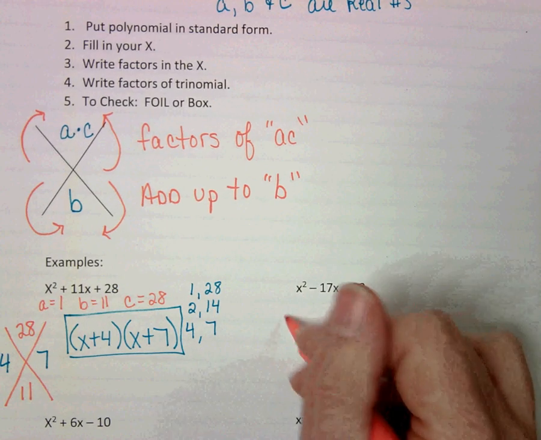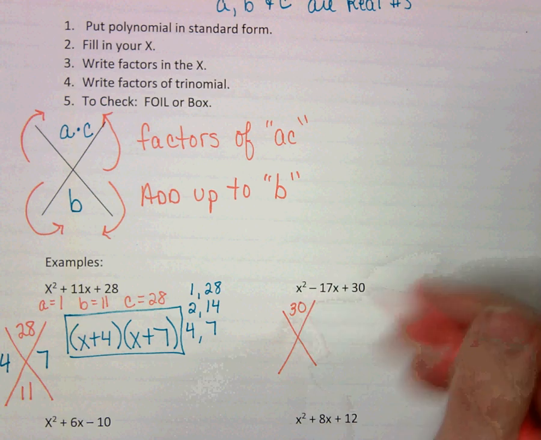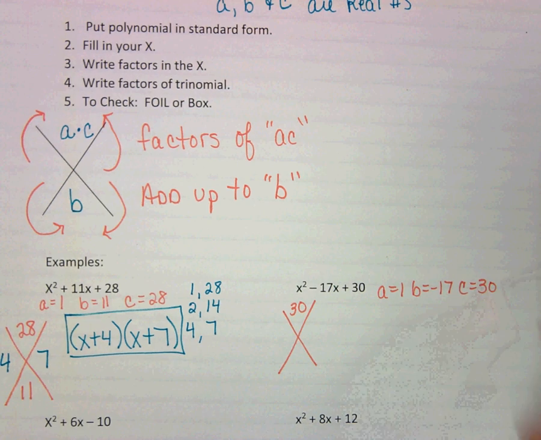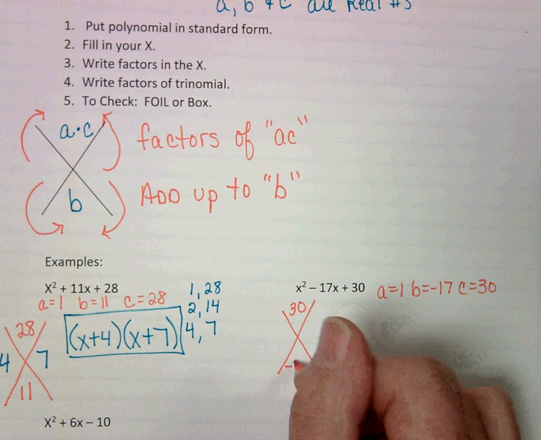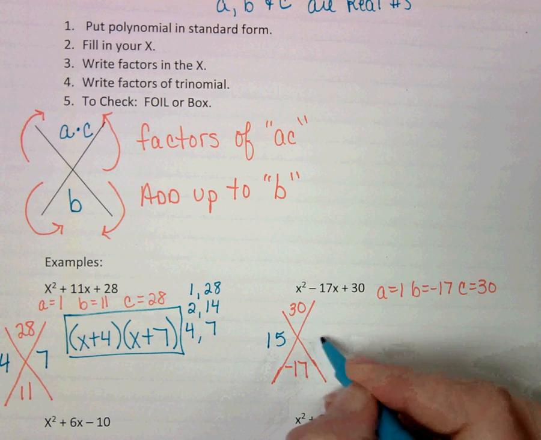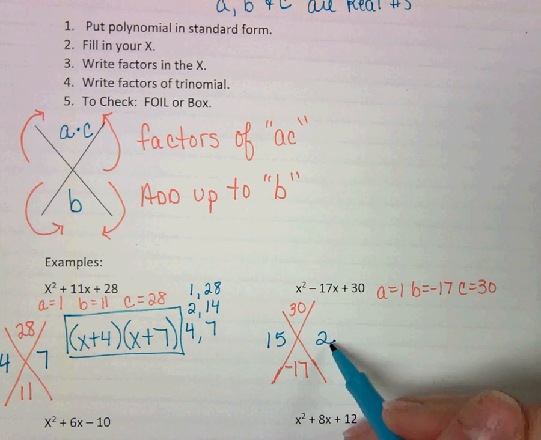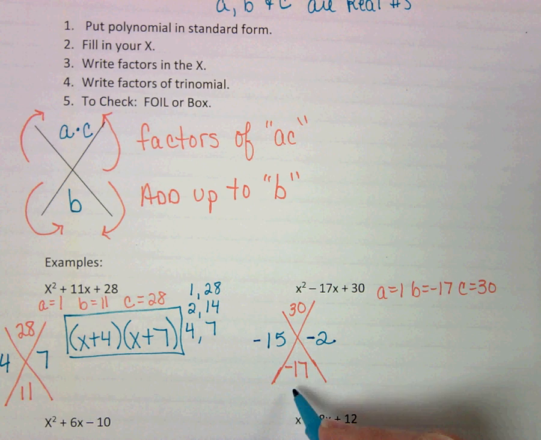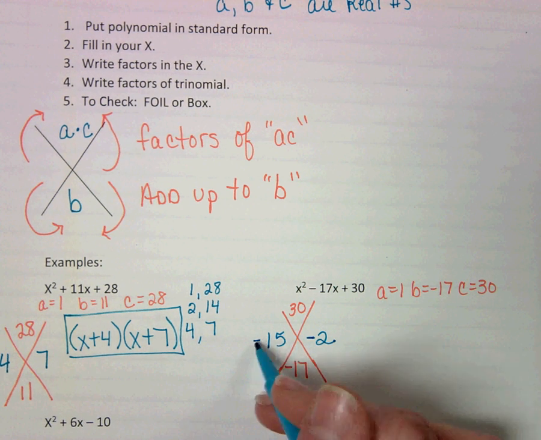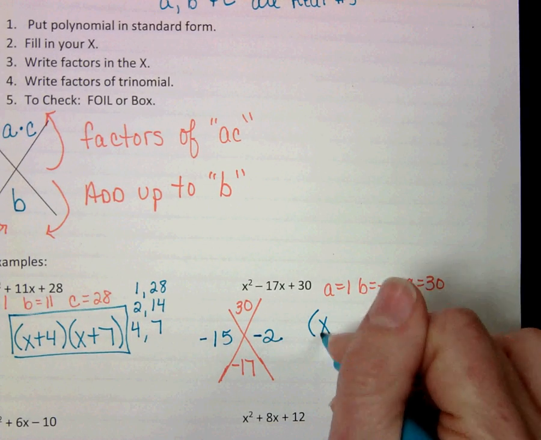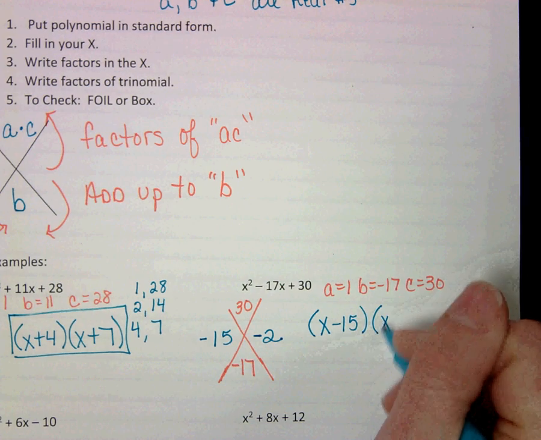Okay, the next one. I have positive 30 on top. A is 1. B is negative 17. C is 30. On the bottom would be my b value, so negative 17. It's a little bit trickier when we have a negative value. I hope that you're thinking of the numbers 15 and 2, but positive 15 and positive 2 doesn't add up to 17. But if I make them both negative, not only does it add up to negative 17, but when I multiply it together, I still get a positive 30. And so my factors of this trinomial are simply x minus 15 and x minus 2.